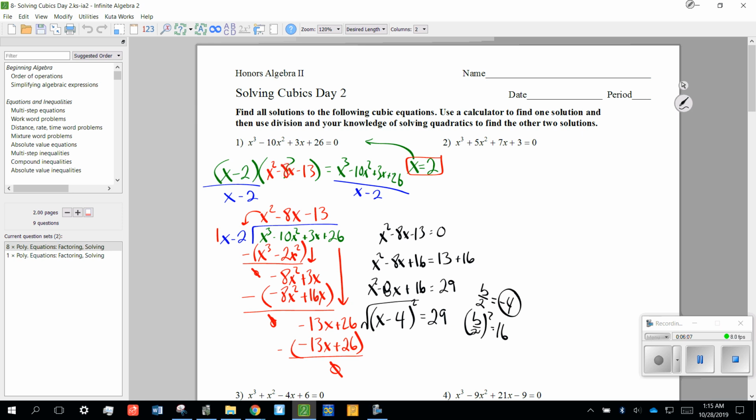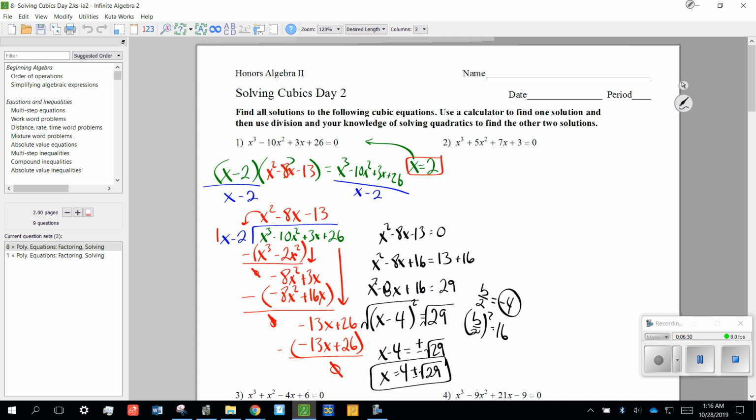Take the square root of both sides. We get x minus 4 is equal to the positive or negative square root of 29. Okay? Well, I can't take the square root of 29, but I can move that 4 over to the other side. 4 plus or minus the square root of 29. Alright, and there's my other two solutions.